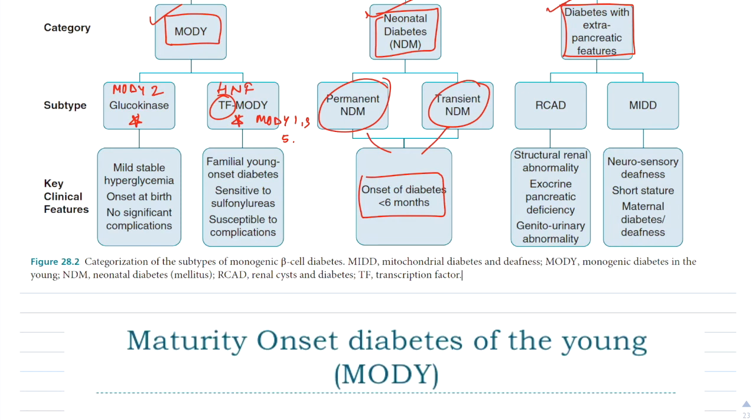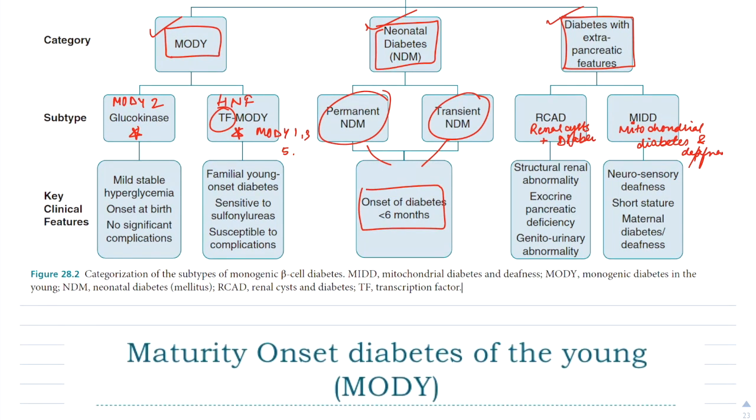Diabetes with extra pancreatic features has two types. One is renal cyst and diabetes, and second is mitochondrial diabetes and deafness. So these are the forms of monogenic diabetes.